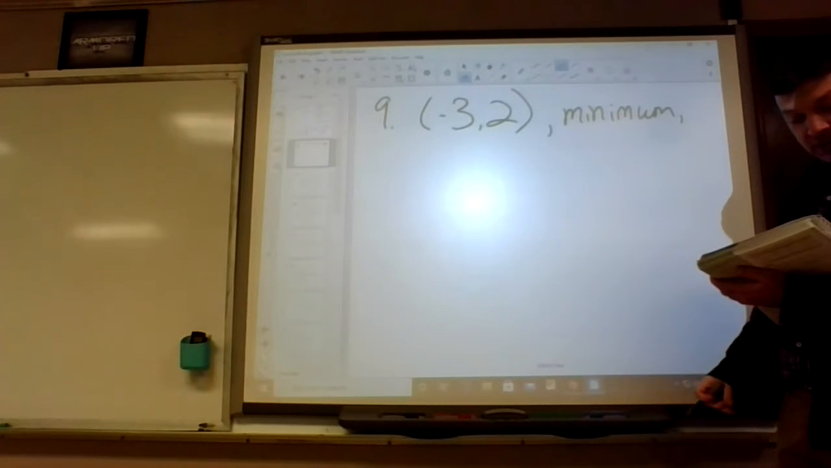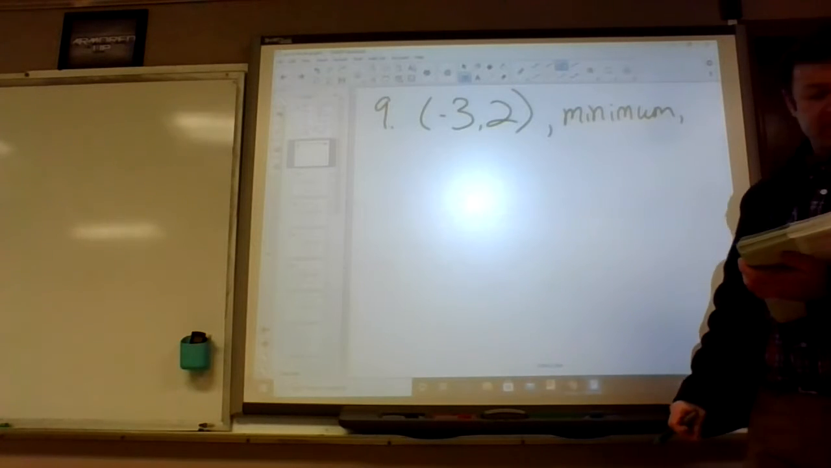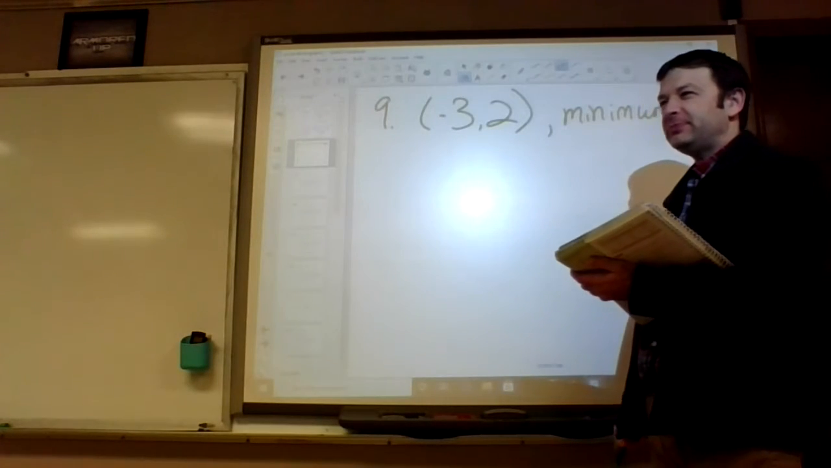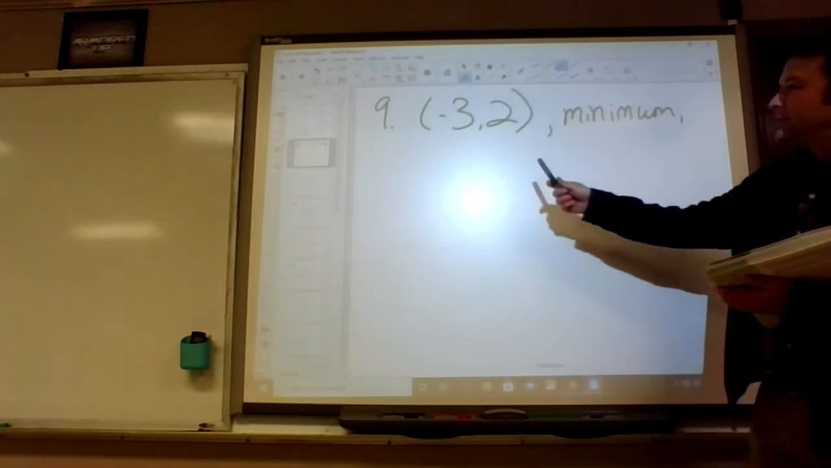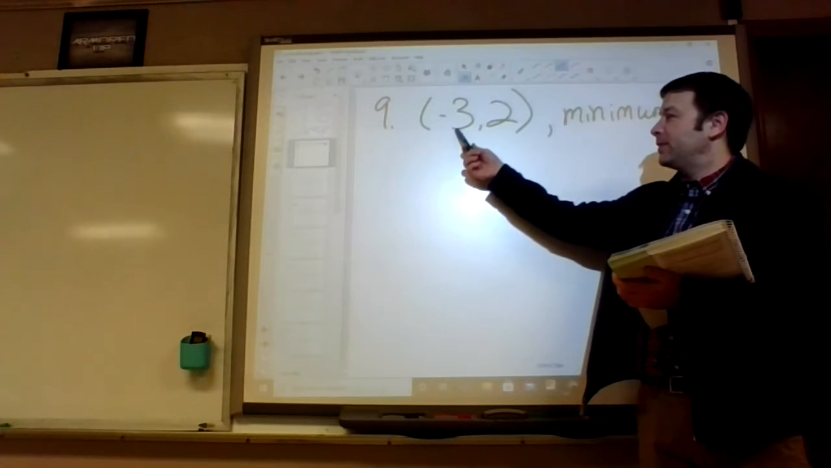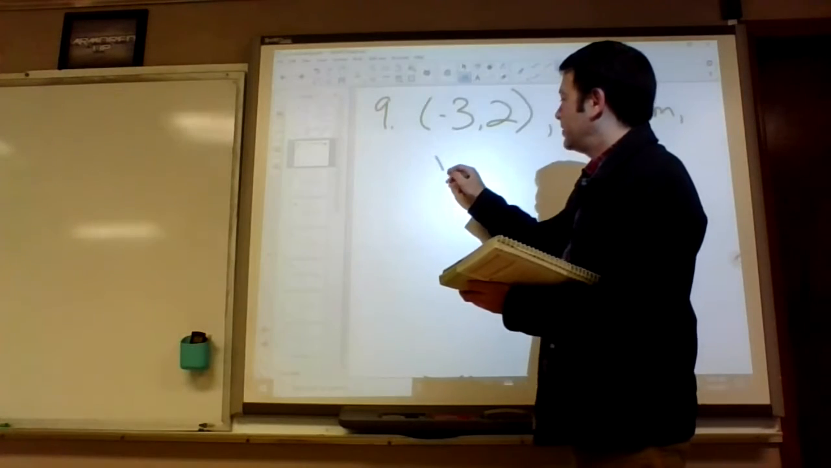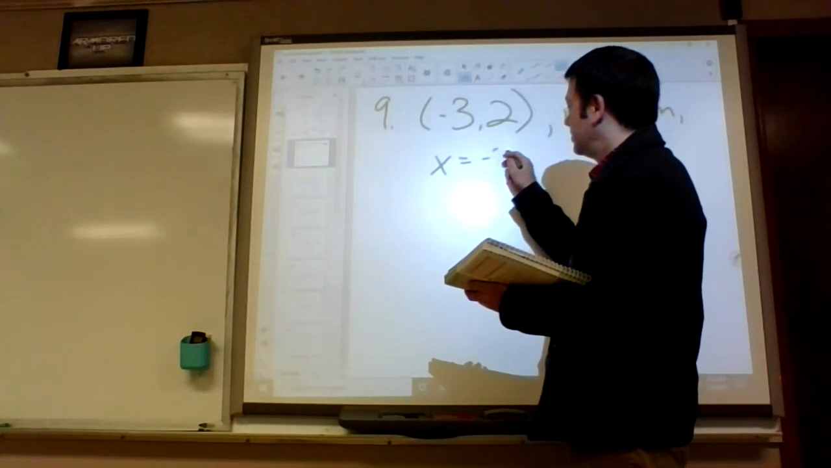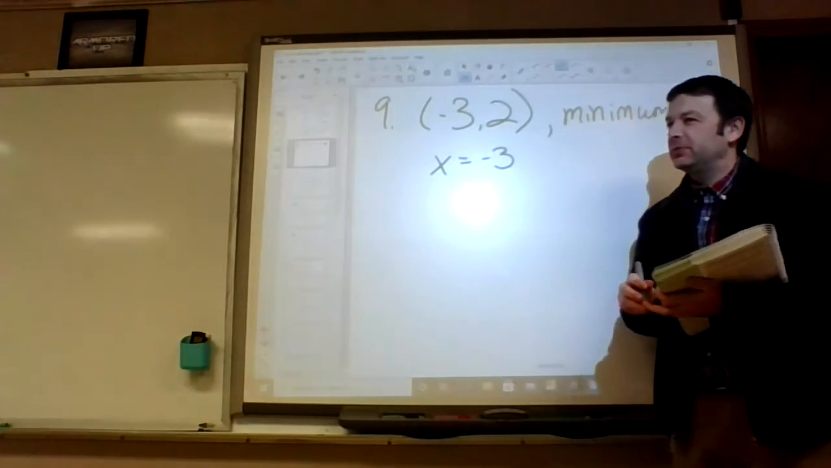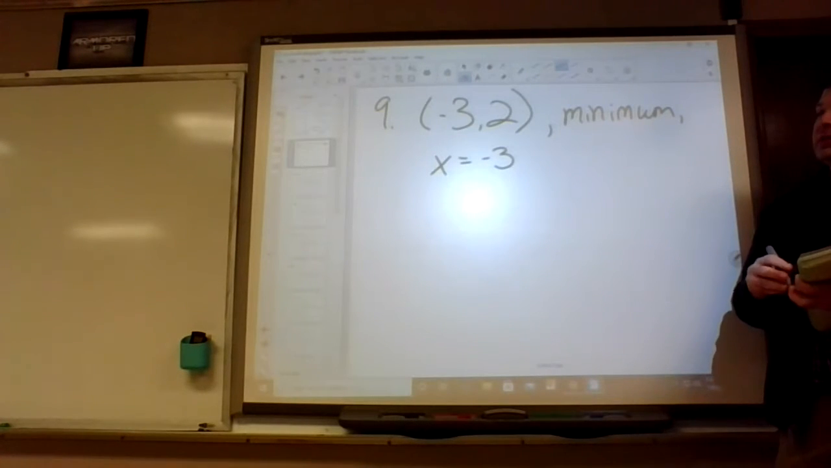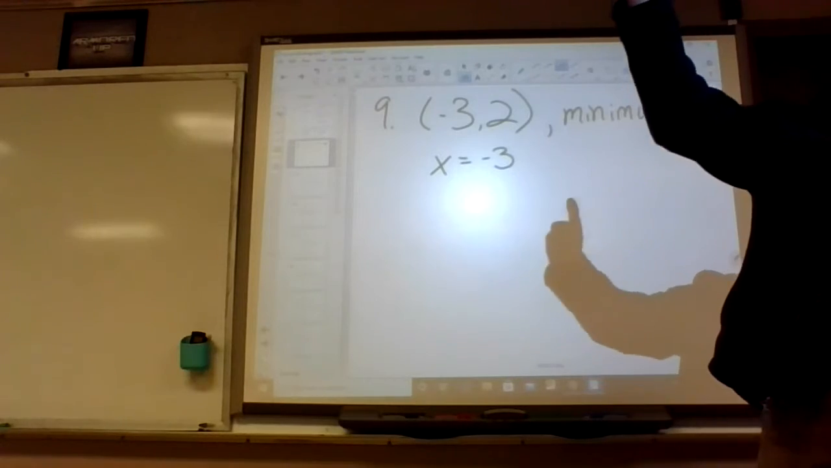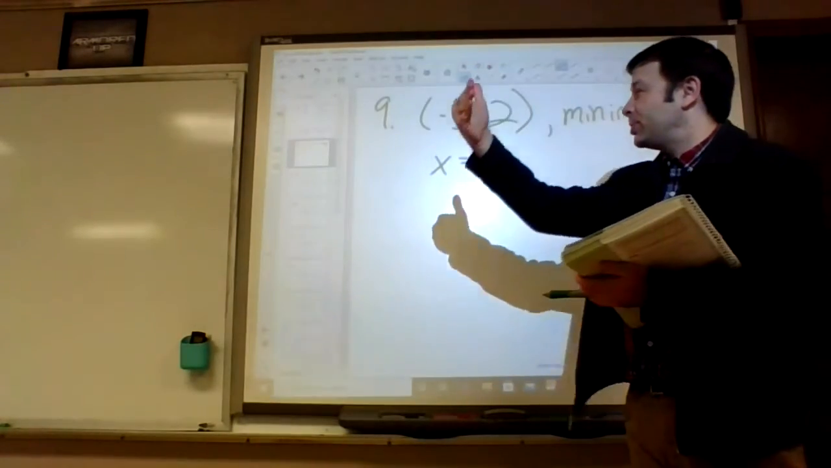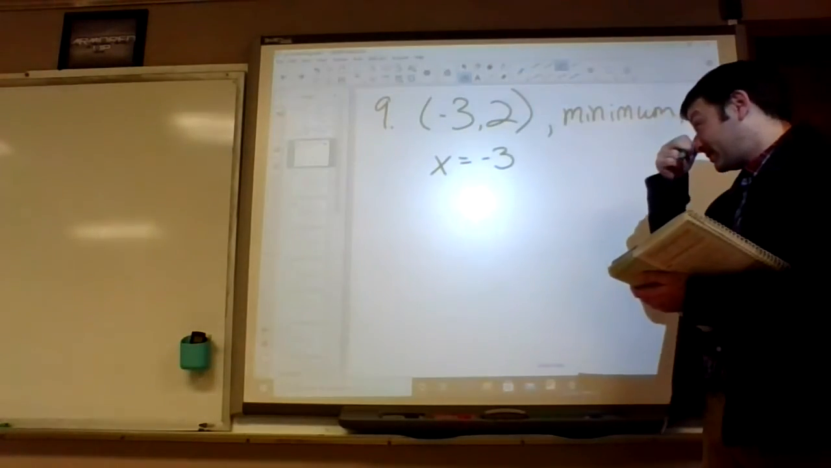Let's see, what's the equation of the axis of symmetry? X equals -3. Right. It's always going to match the x value of your vertex. If you drew a vertical line, it would go right through x equals -3. That line is called x equals -3 because all the points on that line have an x value of -3.